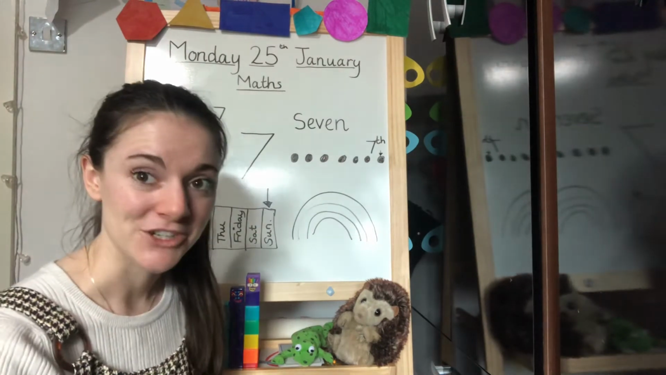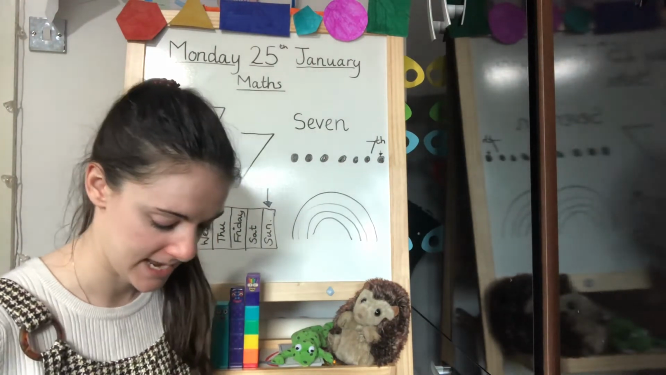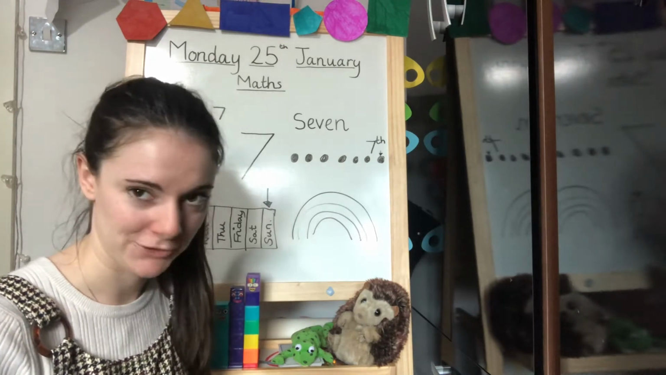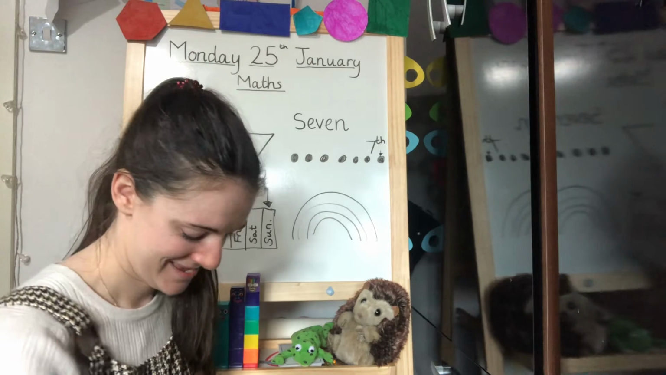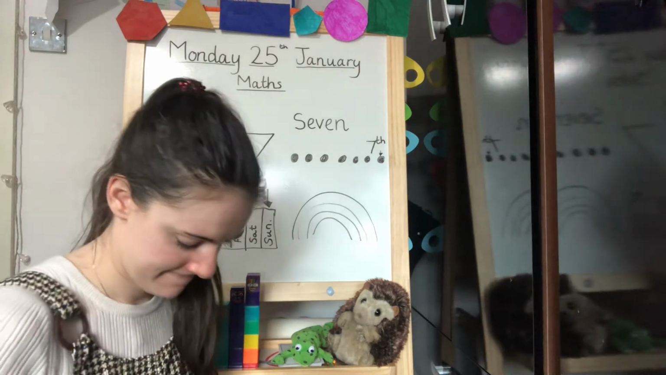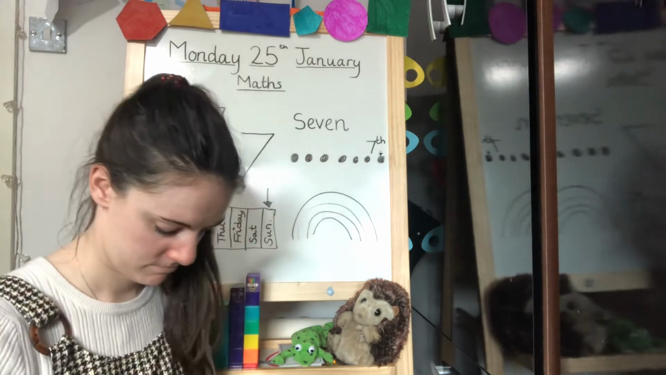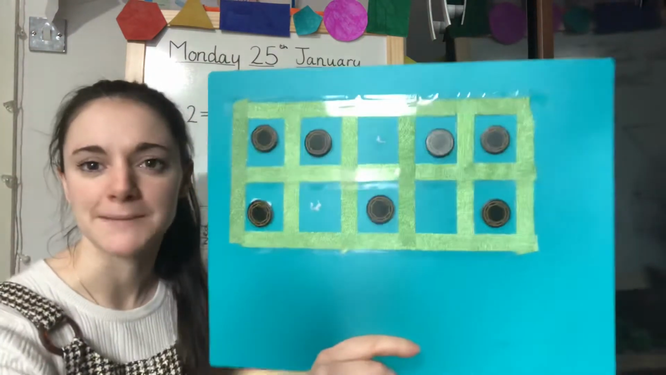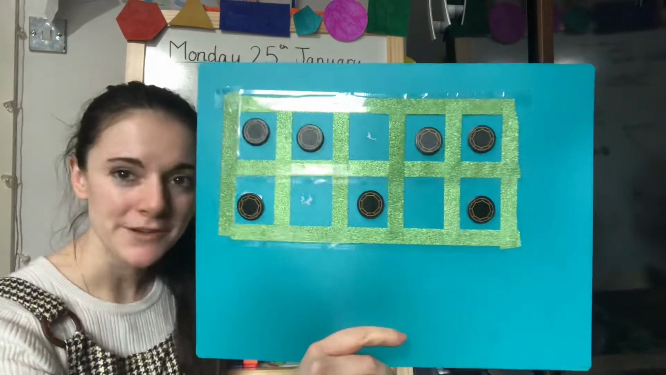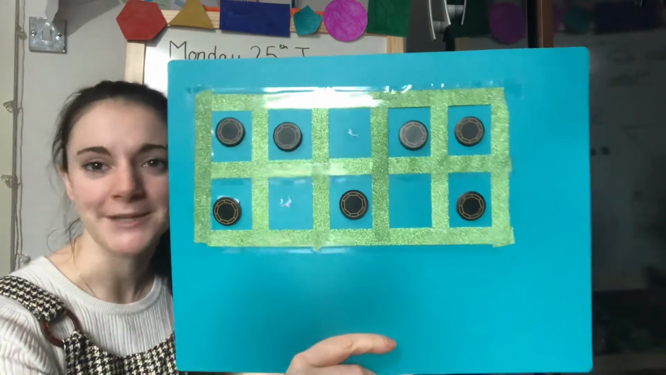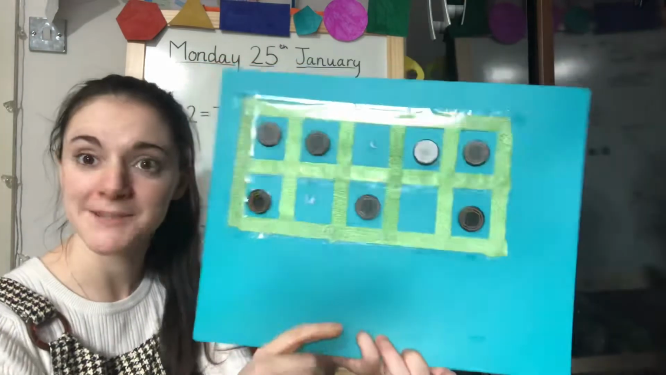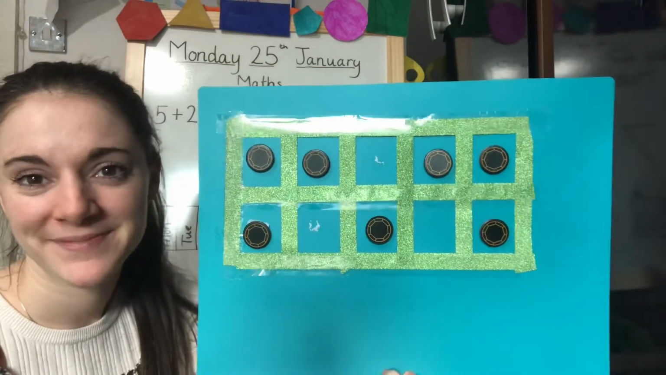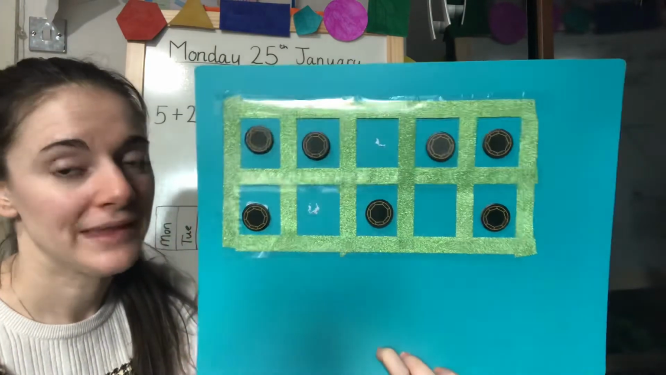Right, I'm going to show you my 7 again. Let's see if I can make it look a little bit strange for you. This one looks a little bit trickier. What numbers can you see on my tens frame now? You might see more than 2.